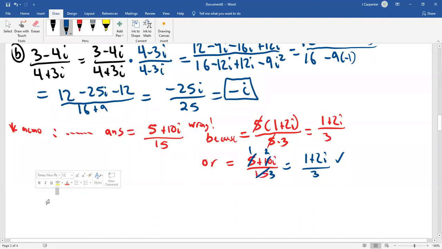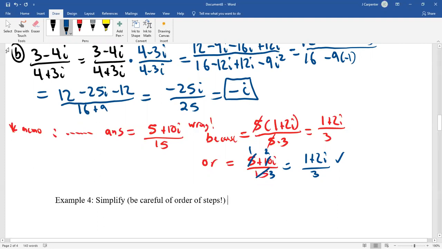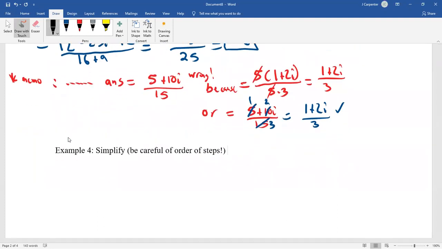All right, last pair of examples. Example 4, simplify. And be careful of the order of steps. You will have no reason to know why the order is this order, but it's kind of a PEMDAS thing. So 3 times the square root of negative 5, all of that in parentheses, times in parentheses 4 square root of negative 3.